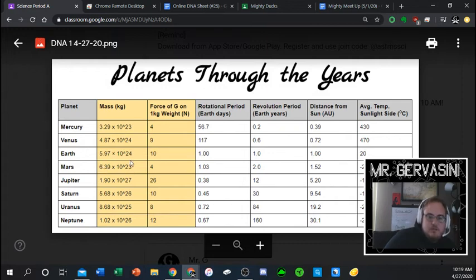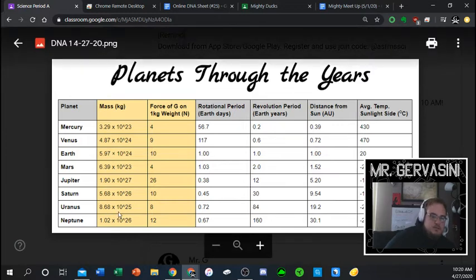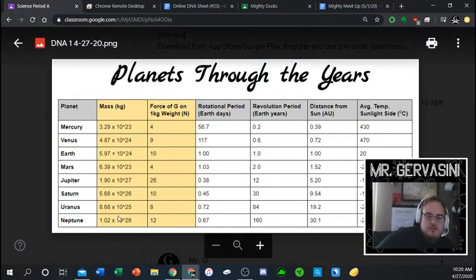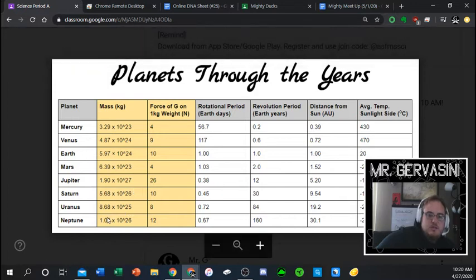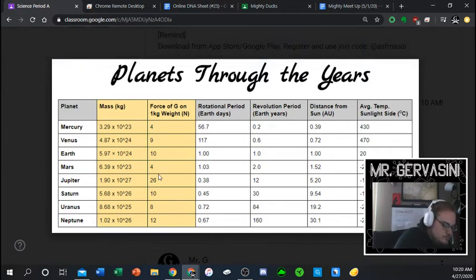So the solar system, 10 to the 24th. How about 10 to the 25th? Is there a 10 to the 25th? Uranus, smallest of the gas giants. How about 10 to the 26th? We have 2 for 10 to the 26th. Neptune and Saturn. Saturn larger, 5.68. Neptune's 1.02. So we'll go Neptune and then Saturn. And then the big guy himself at 10 to the 27th, Jupiter.